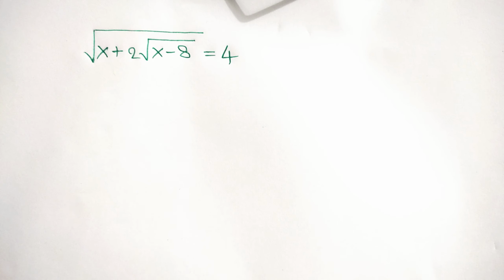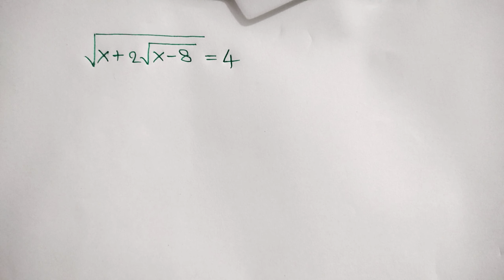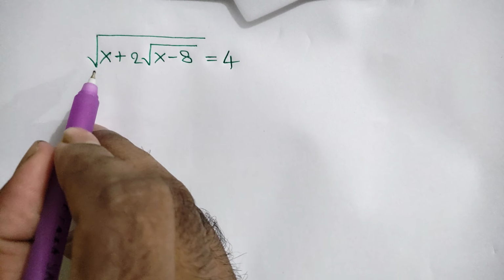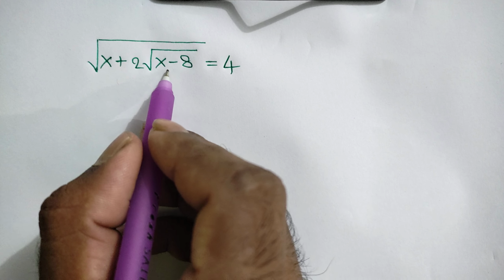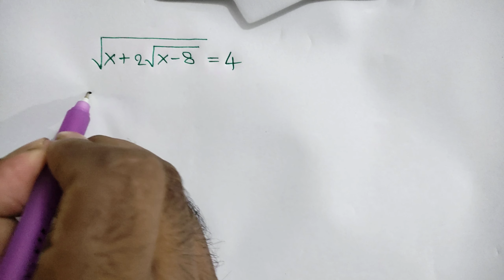Hi everyone, in this video I am going to show a nice math Olympiad problem. Square root of x plus 2 square root of x minus 8 is equal to 4. X is equal to what?